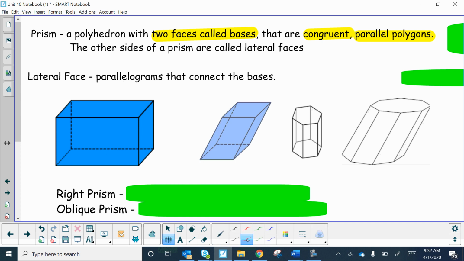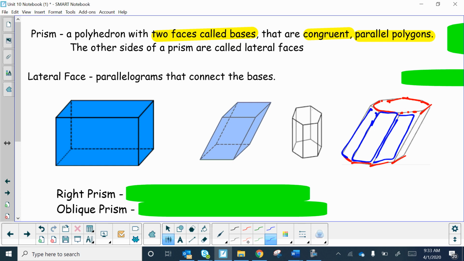Okay, so I'm going to start with this one over here on the far right. The base right here would be 1, 2, 3, 4, 5, 6, 7, 8. Okay, so this base is an octagon, and there's the octagonal base down at the bottom. Of course, you can't see through the back, but those two are the bases. Okay, and then this one is kind of slanted, but you'll notice that all of these right here are all parallelograms. Okay, these are all parallelograms.